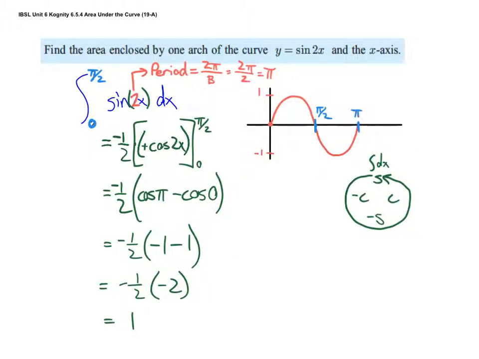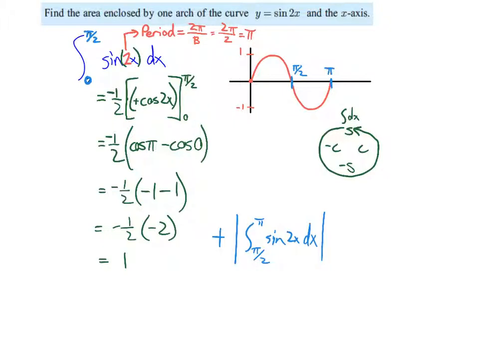Now, if I wanted the total area enclosed by one period of the curve, I would find this, but then I would also add the absolute value of the integral from pi over 2 to pi. Wouldn't it just be the same thing? It would, because of symmetry. Sine is an odd function, so there's that symmetry. And it's periodic, so there's symmetry in there. So it'd just be 2. So I would have a total area of 2.